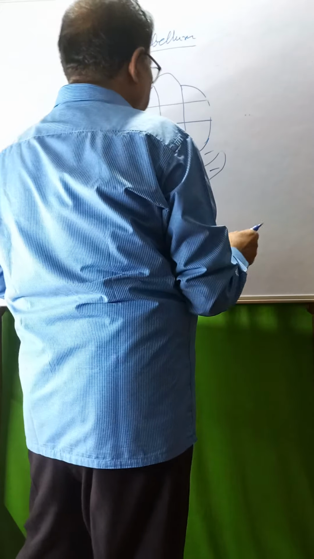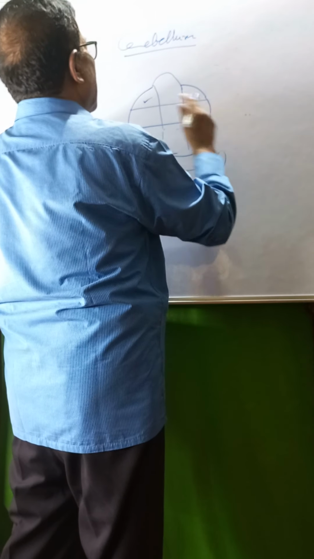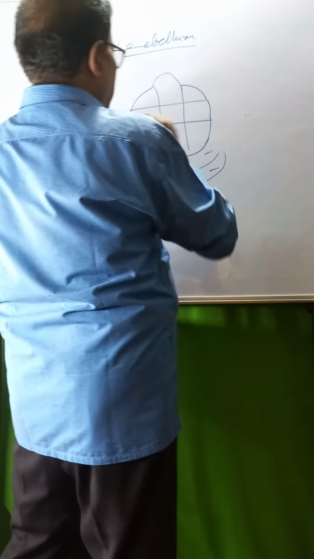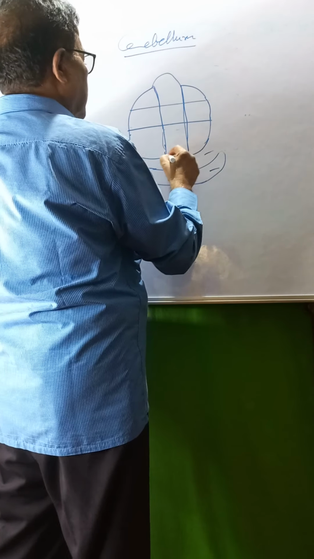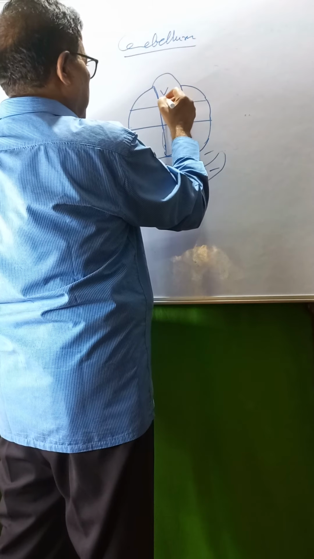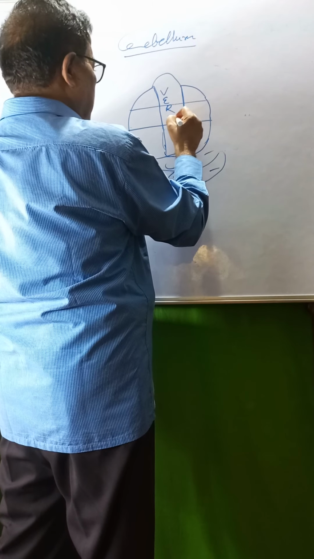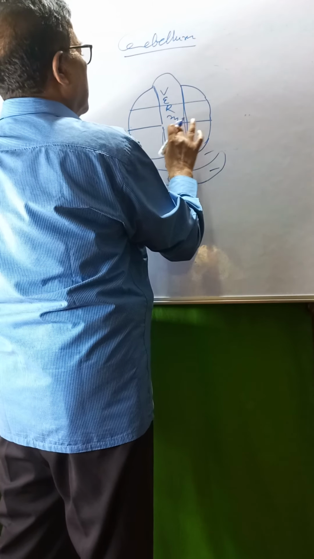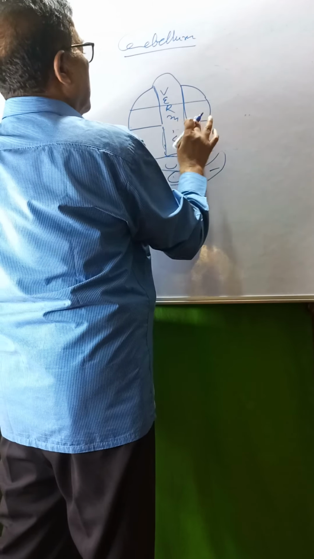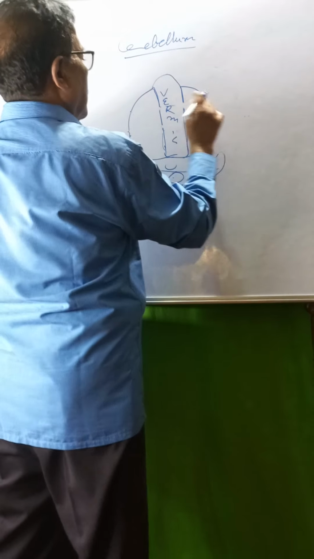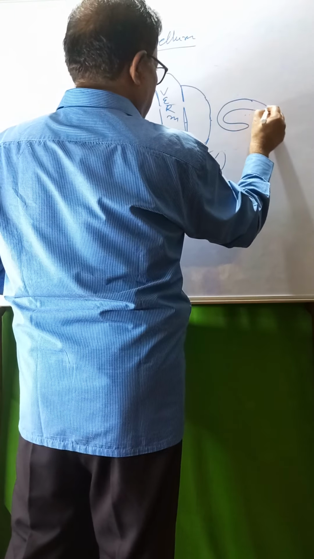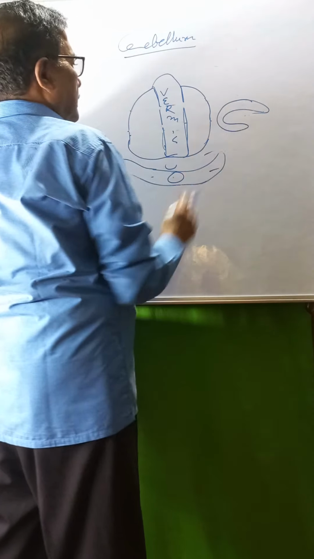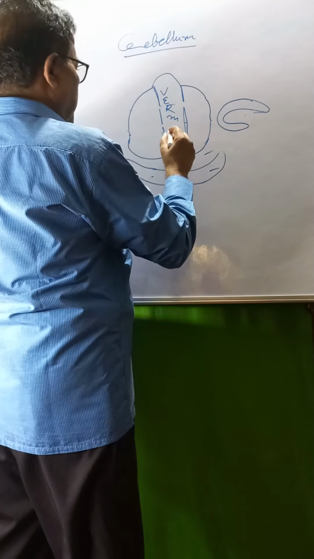When we cut this cerebellum by two parasagittal planes, this structure is known as vermis. Vermis is so named because it appears like a worm. Vermis appears like a worm bent on itself, an incomplete bend, therefore it is known as vermis.